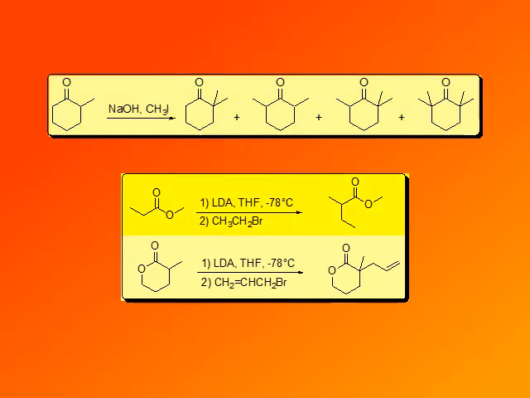So typically we carry out the reaction under kinetic conditions as shown here, for example on methyl propanoate. With LDA it's deprotonated, and then reaction with bromoethane gives the corresponding alkylated ester. Cyclic esters, lactones, react just as well. So LDA deprotonates this lactone in the alpha position, and then reaction with allyl bromide introduces an allyl group in the alpha position.